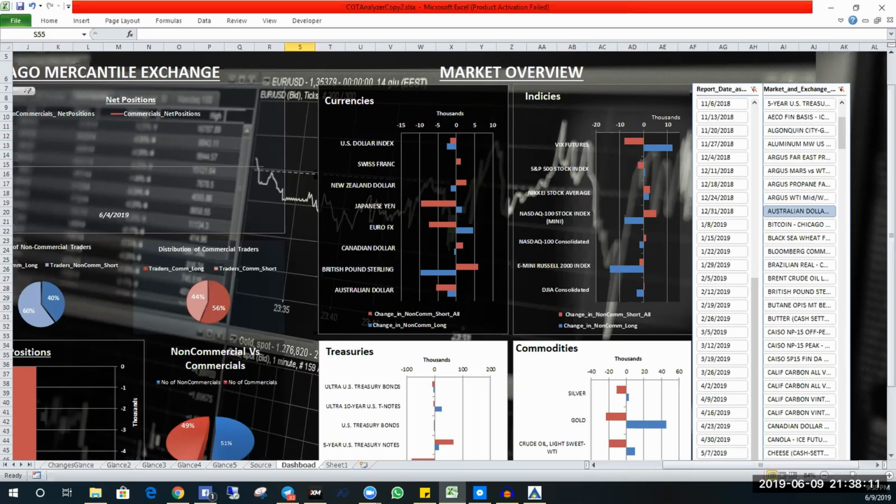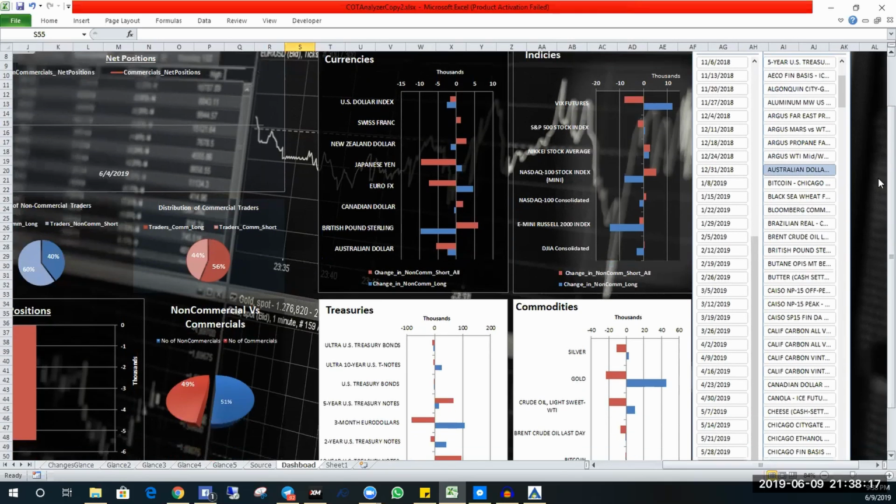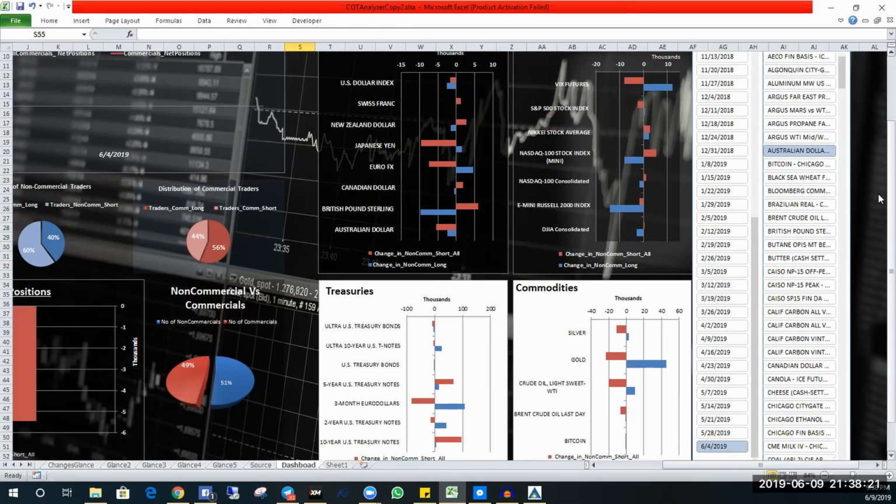Looking at the last report issued by the CFTC, that was the report on the 4th of June, by the Commodities Futures Trading Commission. As for their website, you can always Google and read more about them.